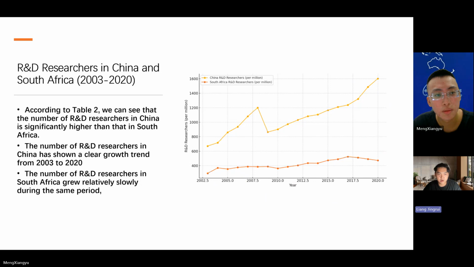This table is R&D researchers in China and South Africa. According to Table 2, we can see that the number of R&D researchers in China is significantly higher than that in South Africa. The number of R&D researchers in China has shown a clear growth trend from 2003 to 2020. The number of R&D researchers in South Africa grew relatively slowly during the same period.